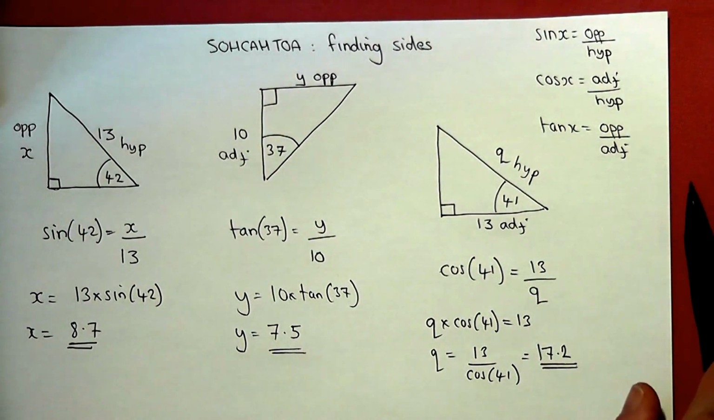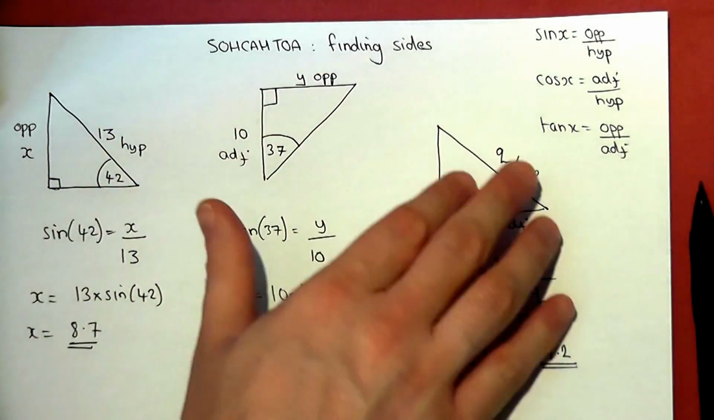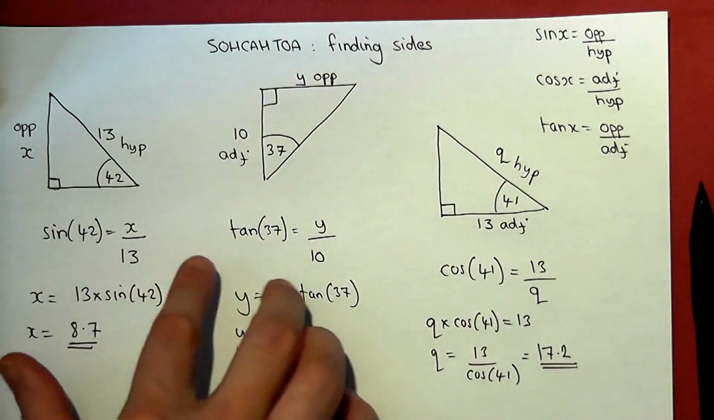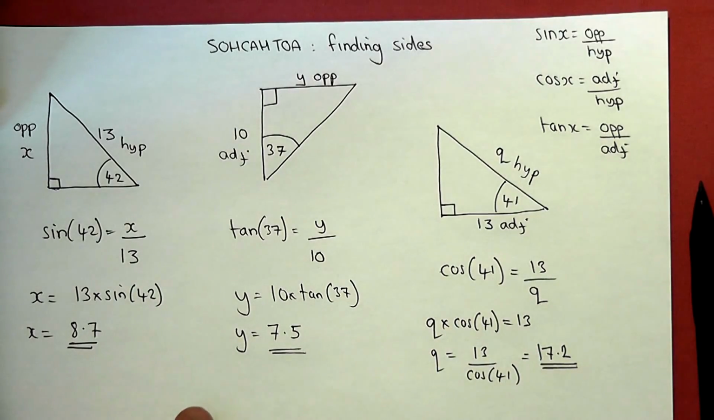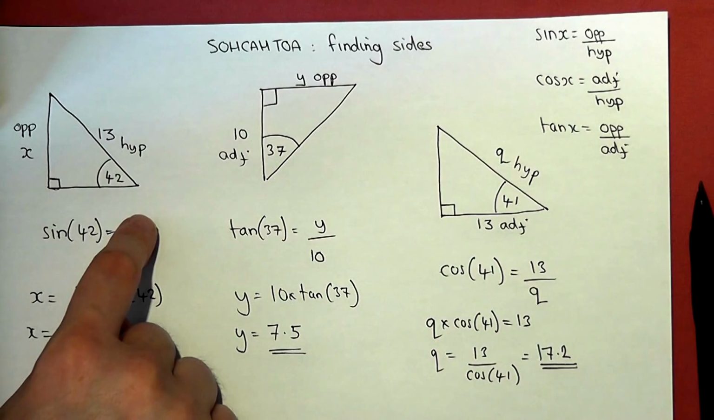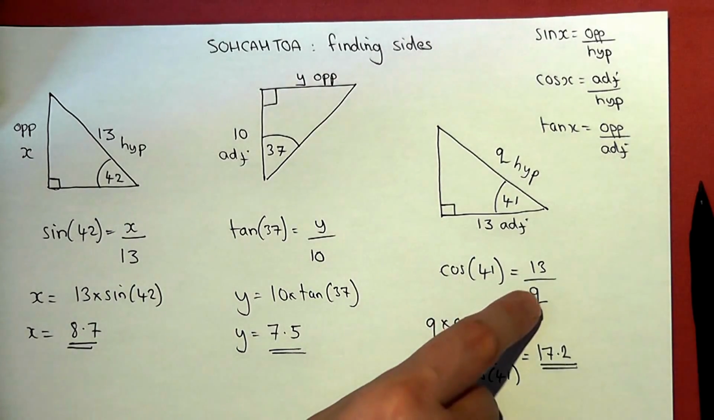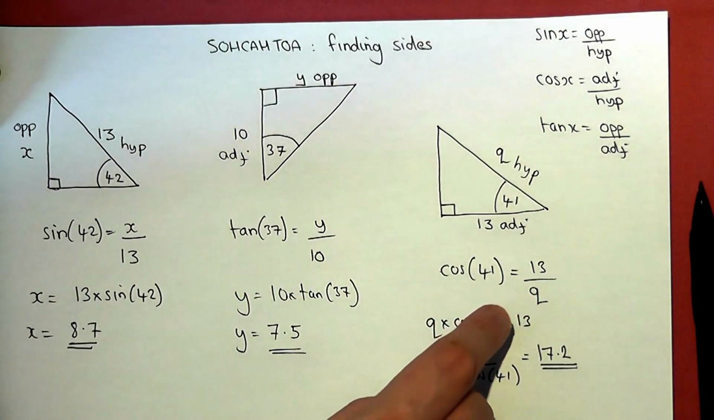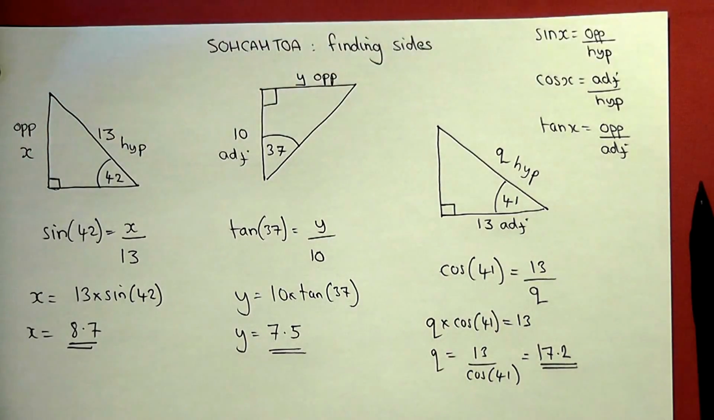The skills are to identify the two sides in the question, to write down the equation, and then to solve it either using the one-step method when we want the known on top of the equation, or the two-step method when the unknown is beneath the equation. That is SOHCAHTOA, finding sides.